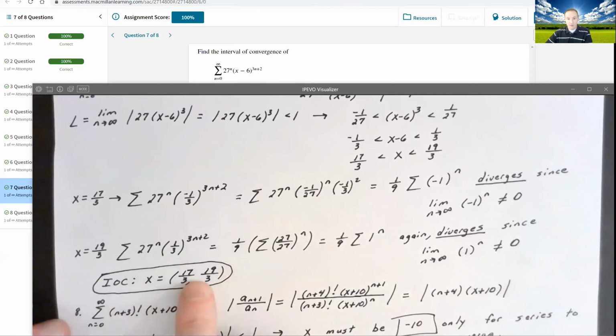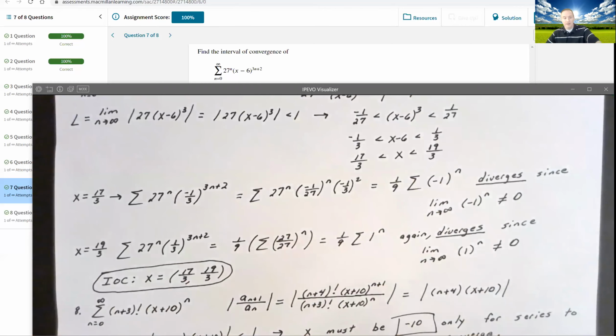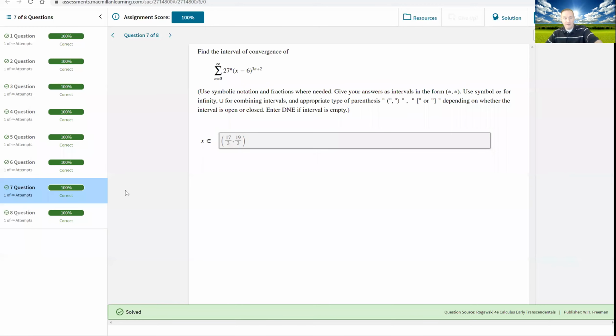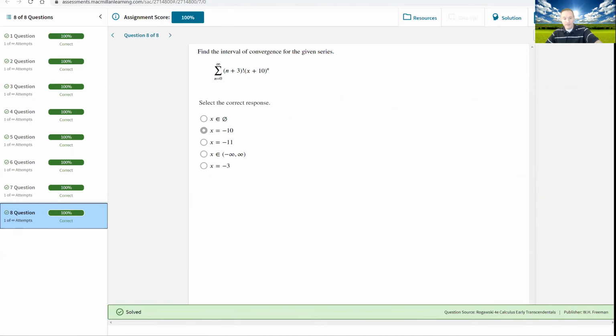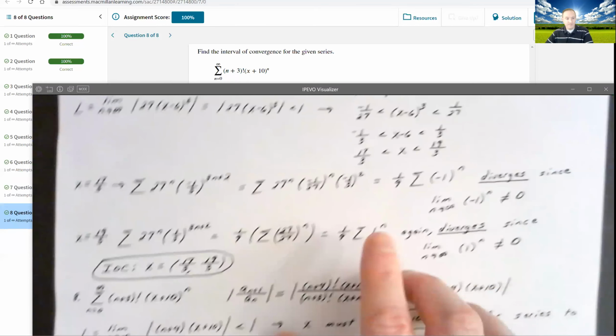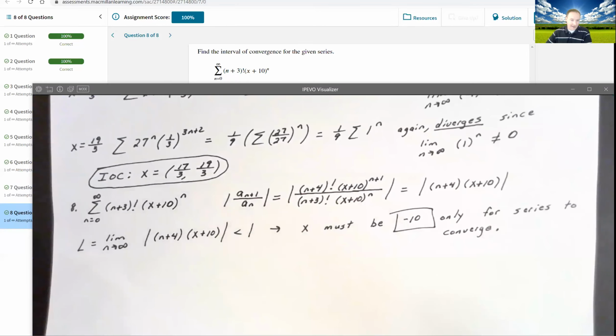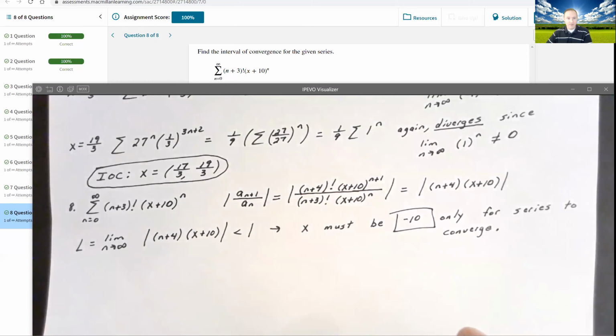Long story short, you can't include either of your interval of convergence endpoints, and you just say it converges only if x is between 17/3 and 19/3. The last problem in this section, number 8 here, and sadly, it's a short problem too. So not only is it the last problem, but it's a short one. Bummer.